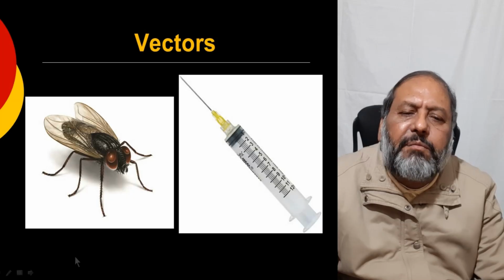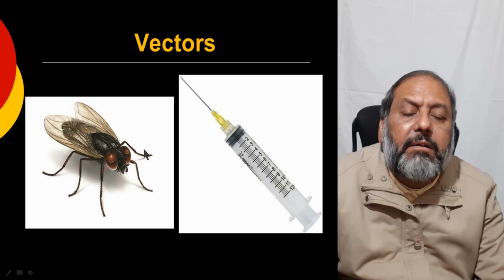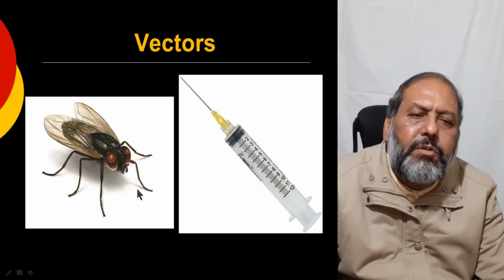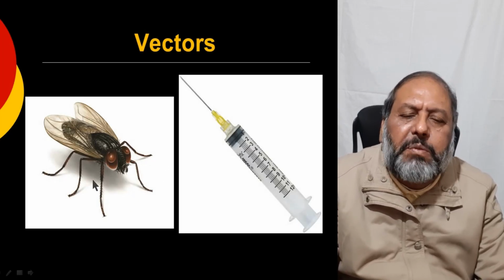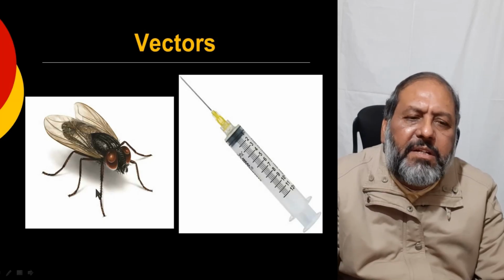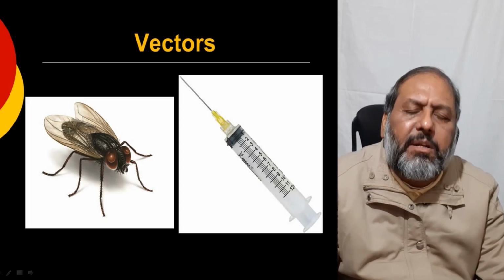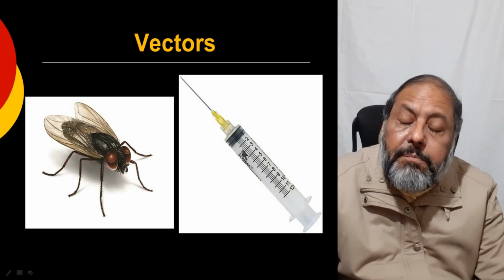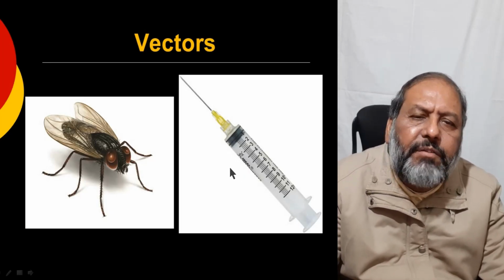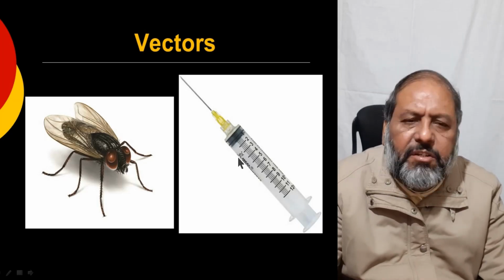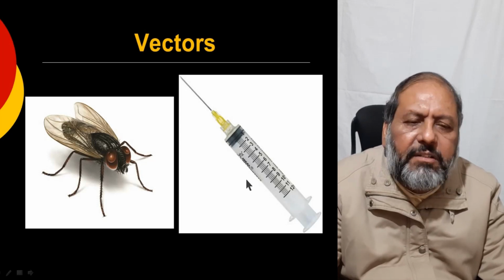Now one can see the vector, as one can see, the fly. The germs can stick to the legs of the fly, and wherever it sits, it can transmit the germs or bacteria to that part, especially food that is then contaminated. Similarly, syringes contaminated by a diseased person's blood, if reused, can transmit the infection to another person who is the new host. So these are vectors capable of causing infection.